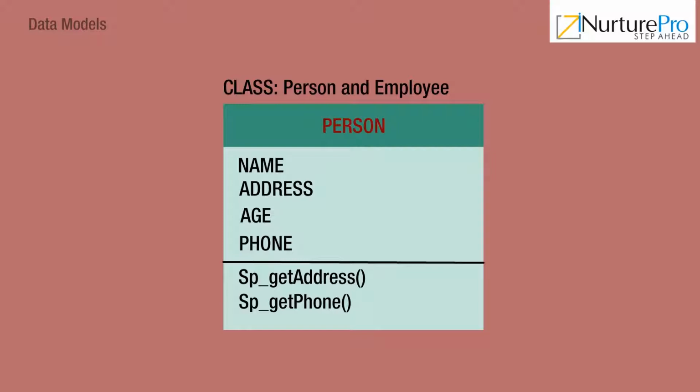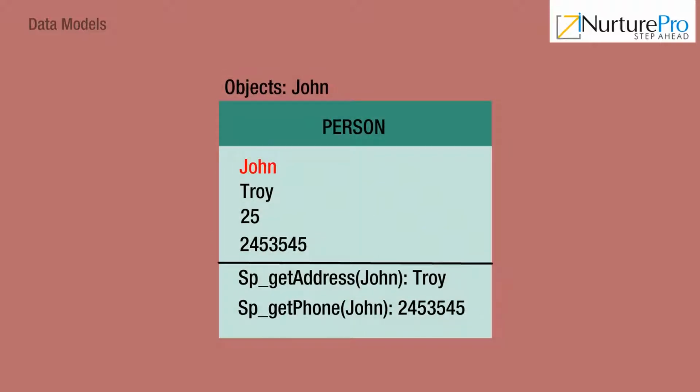When we are creating a person class, it will have name, address, age, and phone as its attributes. And we shall take sp_get_address and sp_get_phone methods to get a person's address and phone number. Here, the values for these attributes at any instance of time are objects. For example, John, Troy, 25, 2453545, sp_get_address of John, sp_get_phone of John forms a person object.